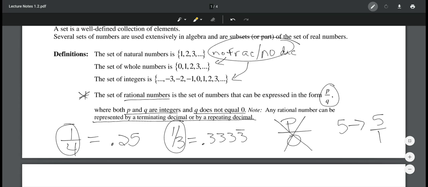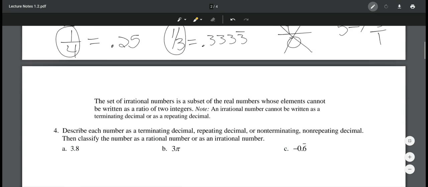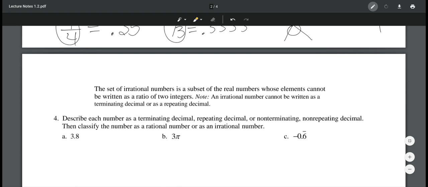Now, the irrational subset are those that cannot be written as a ratio of 2 numbers. So basically, it cannot be written as a fraction, okay? So irrational numbers cannot be written as a terminating decimal or a repeating decimal. They cannot be written in that format. So that means that they are non-terminating and non-repeating decimals.